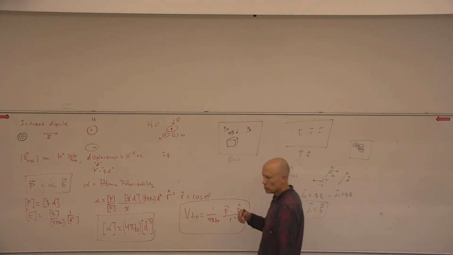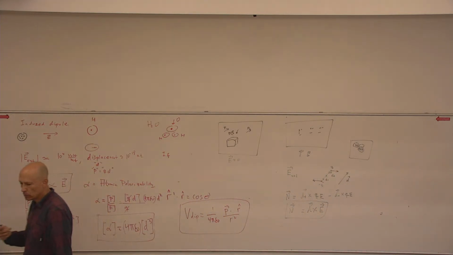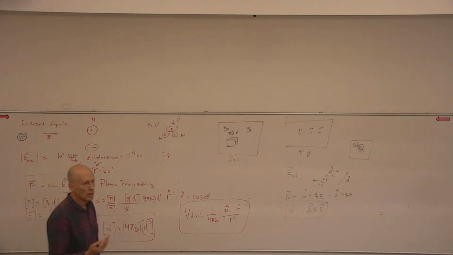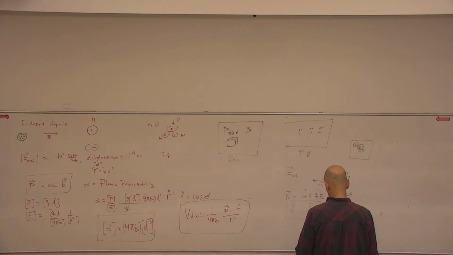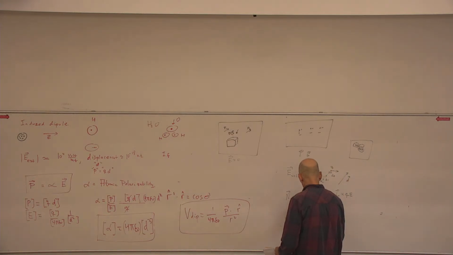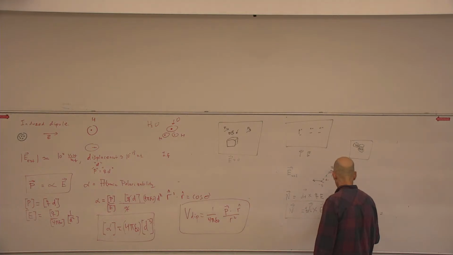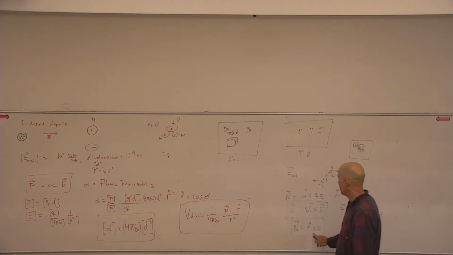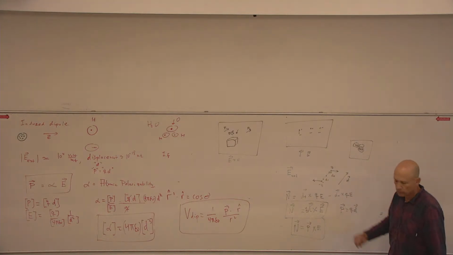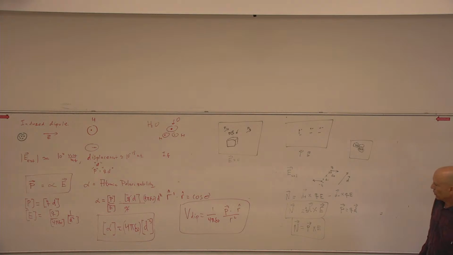Because of that, this object is going to rotate. This is the torque, P cross E. What happened to Q? The Q is absorbed into P. Sorry, P is not momentum, this is the dipole. That's the whole point. So it's P cross E, I forgot the Q here. Thank you.